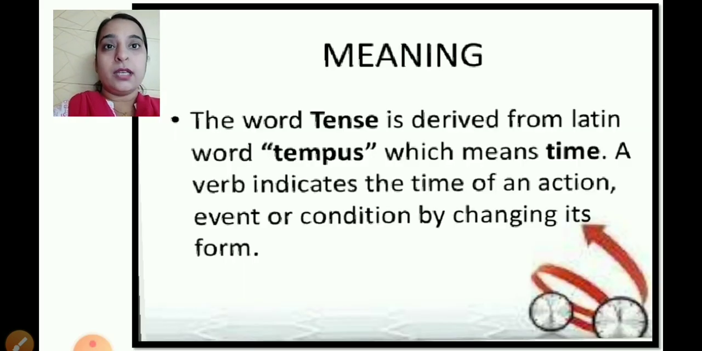Children, today in English grammar, we will revise tenses. Now, the word tense is derived from the Latin word tempus, which means time. A verb indicates the time of an action, event, or condition by changing its form.